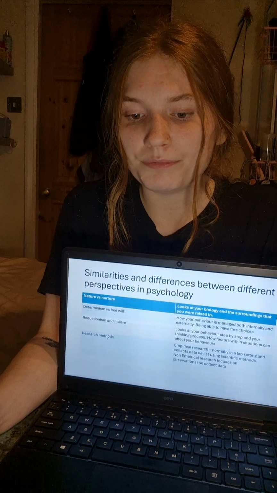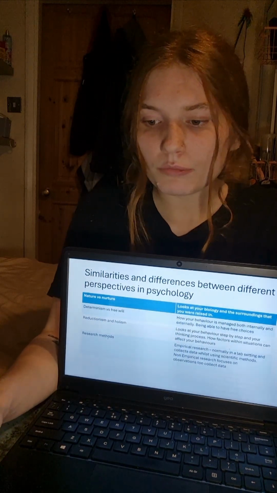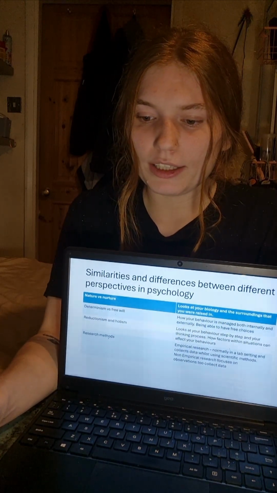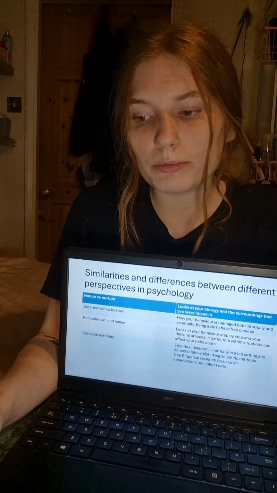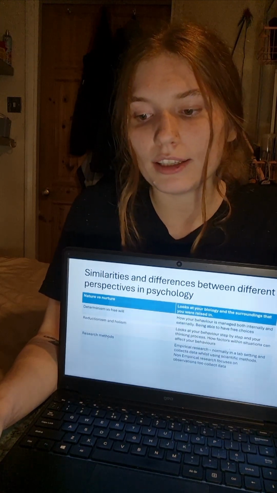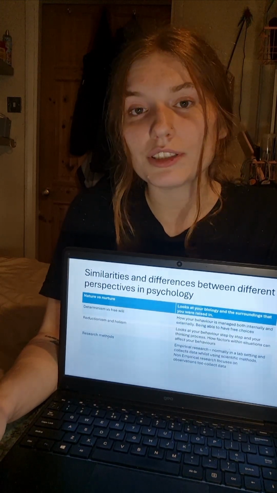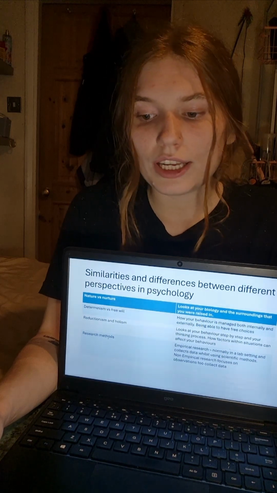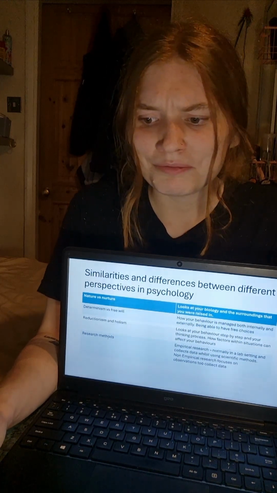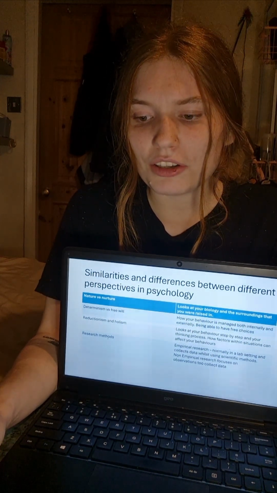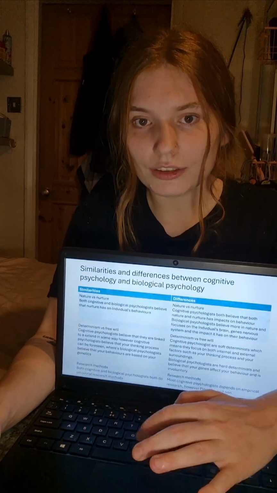Research methods. Empirical research normally happens in a lab setting and collects data whilst using scientific methods. Non-empirical research focuses on the observations to collect the data.